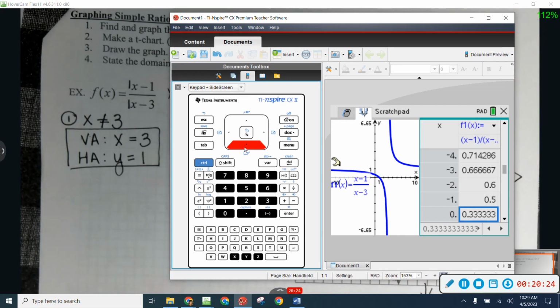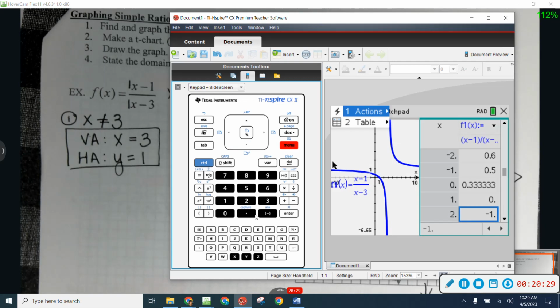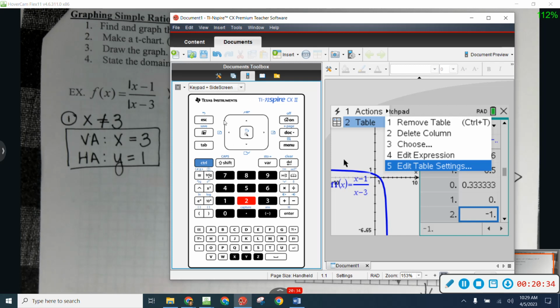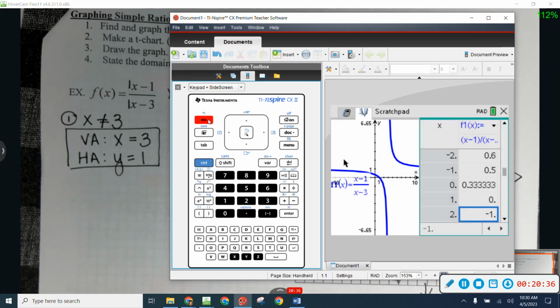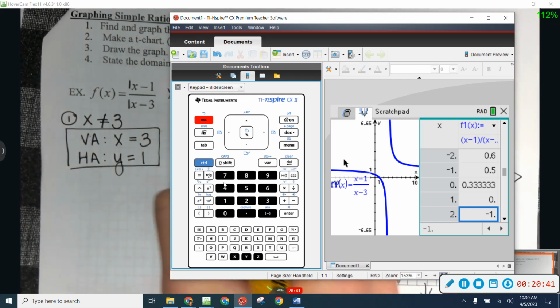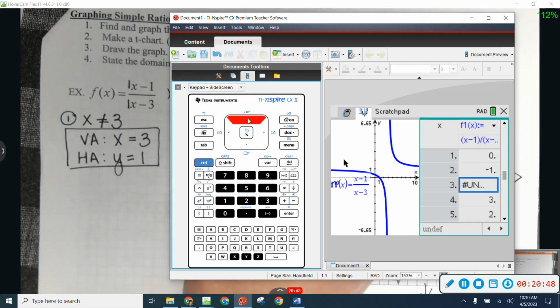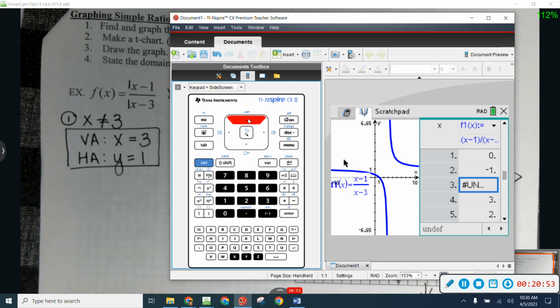If you want to adjust your table, just know you can if you do menu, table, and then table settings. Okay, I'm not going to do that right now, but if you hit menu, you can navigate your way to adjust those settings. Alright, so then 1, 0, 2, -1. 3 is going to give you that undefined because that's where you're dividing by 0. That's why it's an asymptote. Okay?